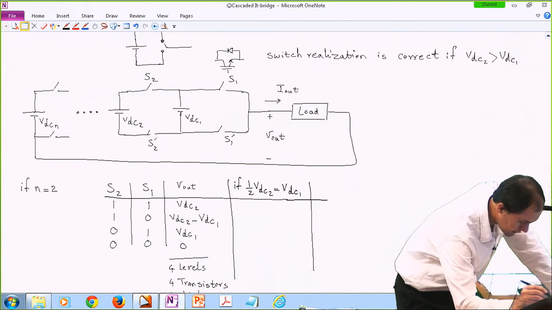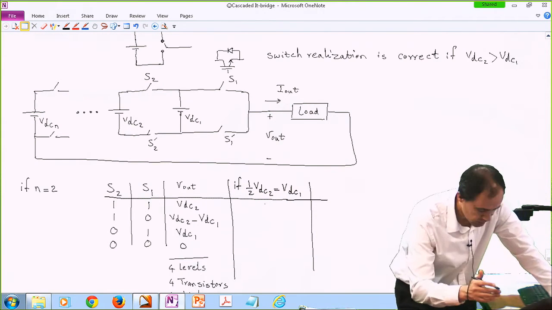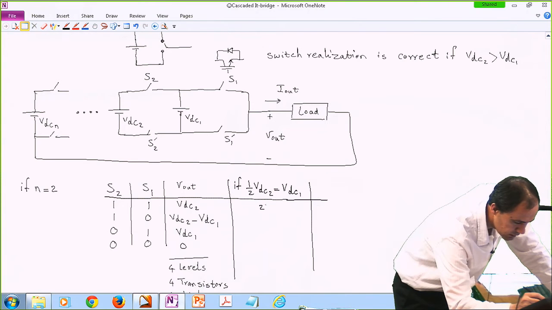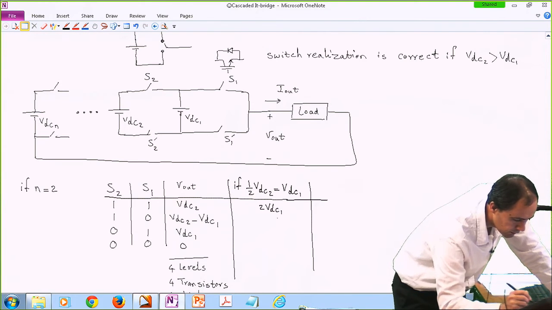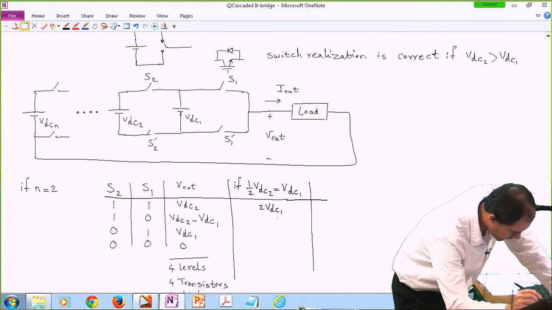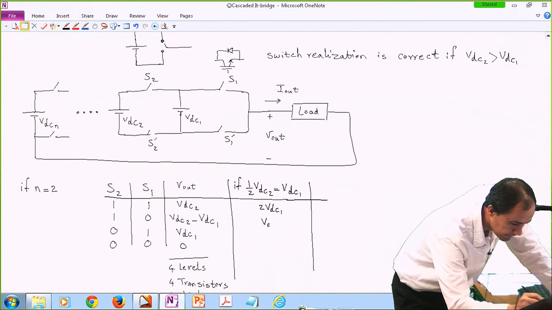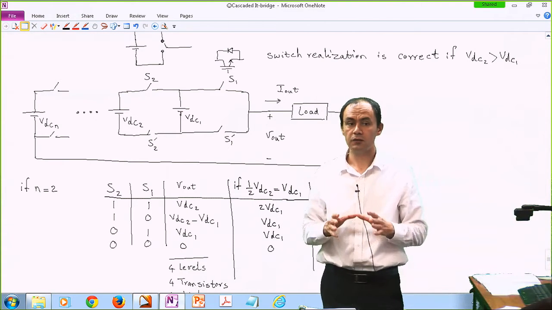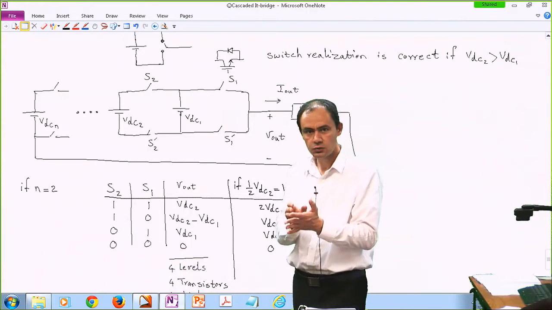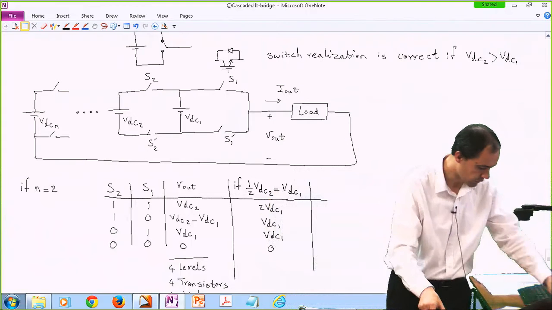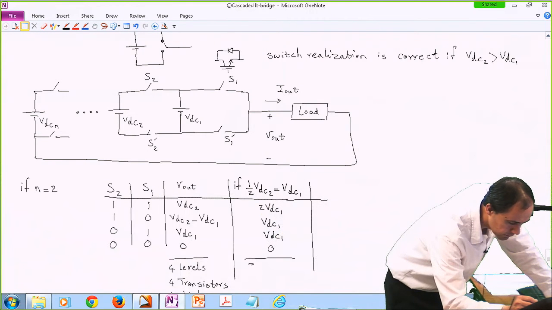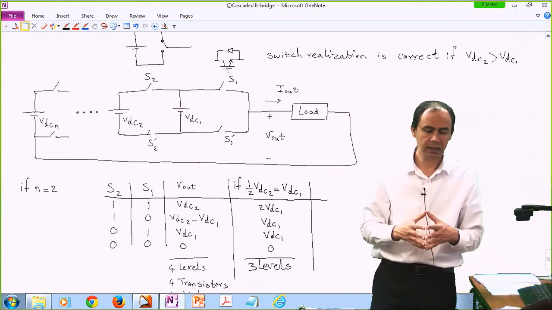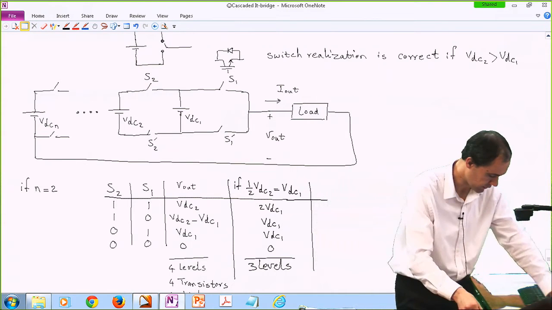So instead of VDC2, I'm going to write everything in terms of VDC1, 2 times VDC1. Then instead of VDC2 minus VDC1, we just get VDC1, and again VDC1, and then 0. Okay? Now if you follow this particular ratio between these voltages, we are going to lose one of our levels. So we only have 3 levels here. But we are going to gain something, which is redundancy. So we have a redundant state.